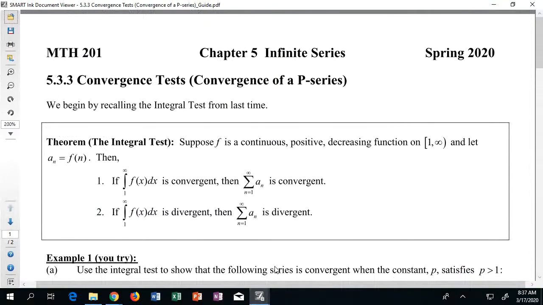Okay, well now let's take a look here at 5.3.3. We're going to be looking here today at another new test. And this one's going to be really nice because it's going to build off of the test that we covered last time, the integral test. And I kind of have it summarized right here.